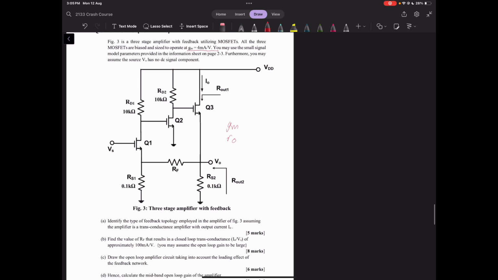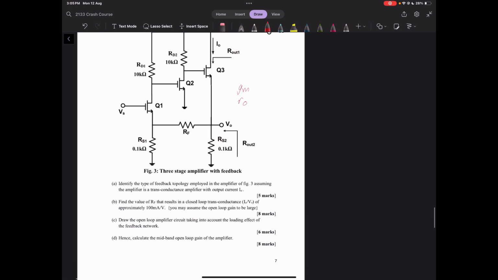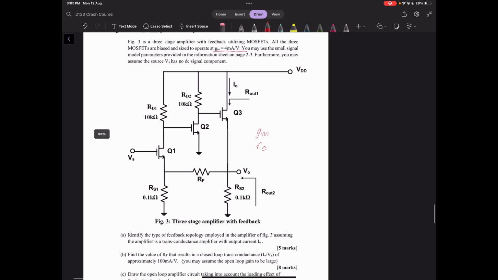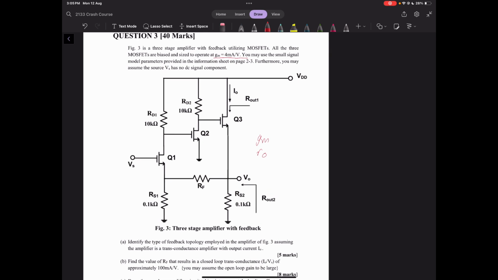So we're good there. The first thing it wants us to do is identify the type of feedback topology employed in the amplifier. So obviously there are the 4 different types: series-series, series-shunt, shunt-series, and shunt-shunt. A quick and easy way to find out the feedback topology of an amplifier is to identify the input and output node of the amplifier as a whole, and then the input and output node of the feedback network.